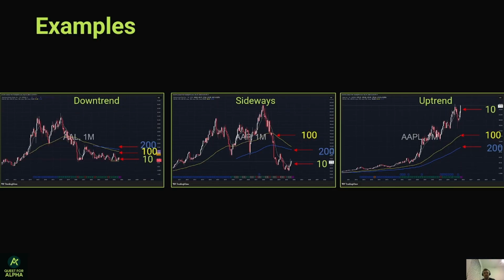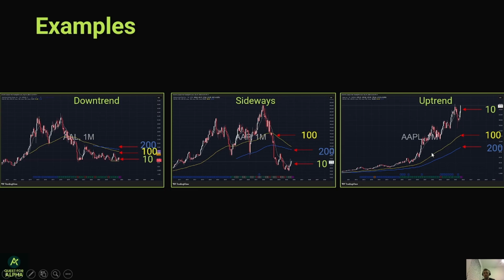We will start going from the left image on the slide all the way to the right. For a downtrend, as I mentioned previously, we are looking for the EMAs to go in the inverse direction. So 200 is at the highest point, then it's 100, and then below that is the 10. Sideways market is when you have the 200 between the 100 and the 10.